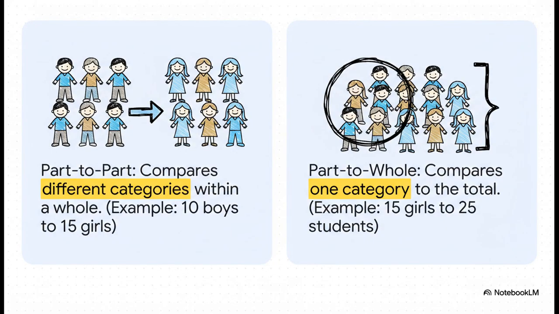And this brings us to the two main flavors of ratios. Part to part is what we've been doing, comparing one group, like boys, to another group, like girls. But you can also do part to whole, where you compare one group to the total, so girls compared to all the students. It's a really subtle but super important difference in what you're trying to say.